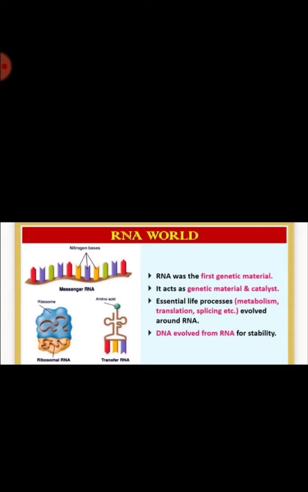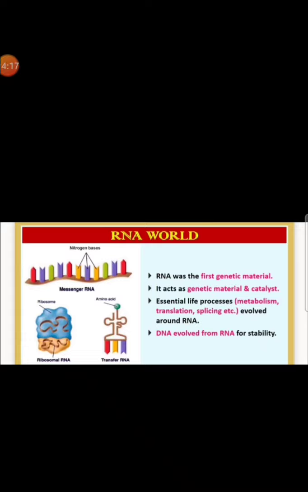RNA was the first genetic material. They say that RNA was the first genetic material, but it acts as a genetic material and also as a catalyst. What is a catalyst? A catalyst is something that acts like an enzyme. It is a mediator: it does not completely evolve itself, but it helps in some process, and that we call a catalyst. So RNA acts as genetic material and catalyst.